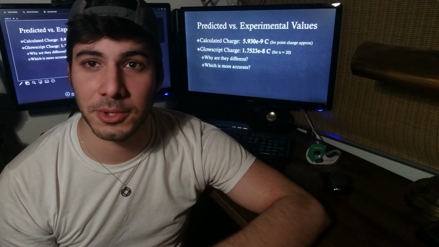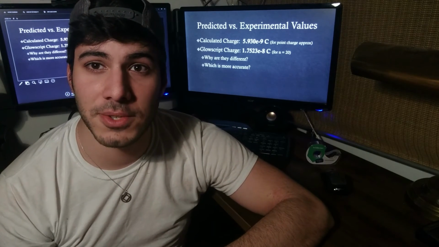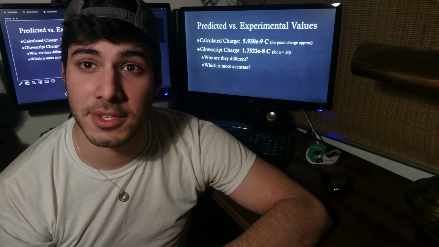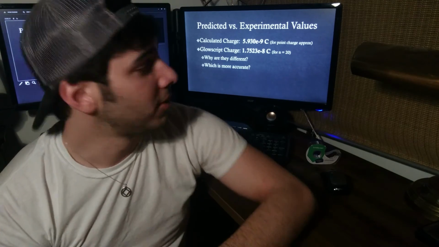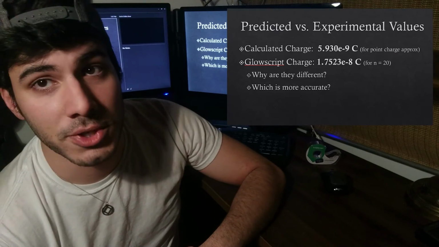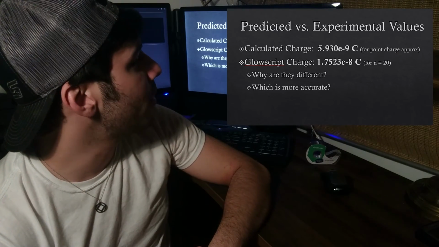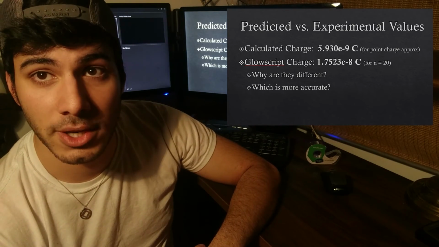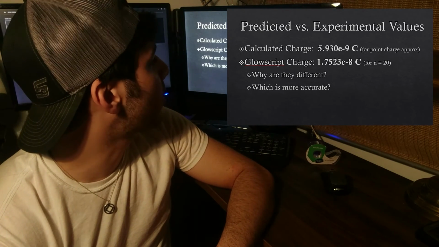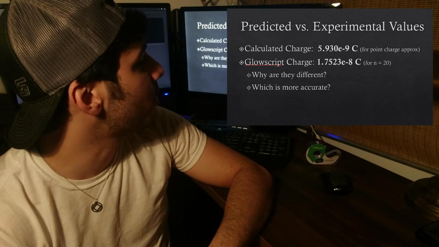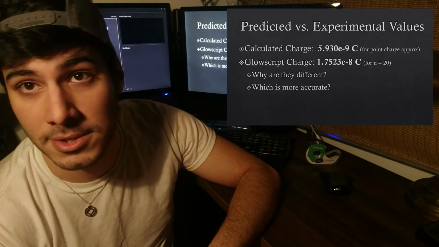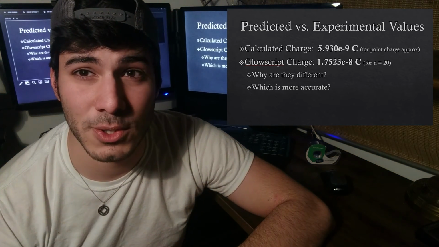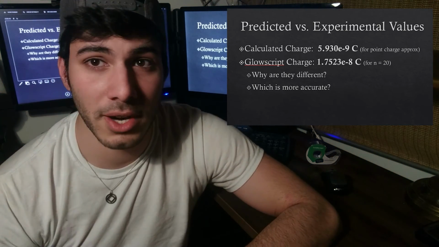And so the conclusion. We have made an approximation using GlowScript and 20 points, and we have done our original approximation of assuming that the piece of tape is just a point charge. From the calculated charge with just a point charge, we got a value of 5.930 times 10 to the negative 9th coulombs. Using GlowScript and 20 data points, we found that our charge was 1.7523 times 10 to the negative 8 coulombs. Why the difference? In fact, the difference is by a factor of 8.72. Why is it there? And which is more accurate?